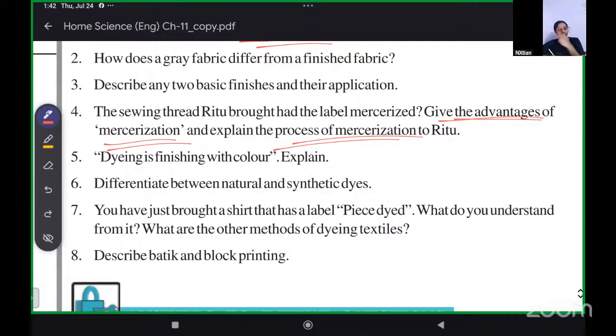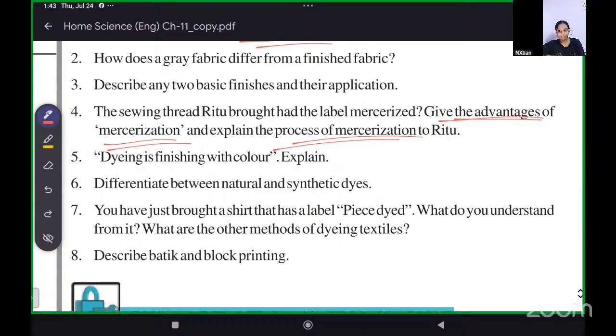Dyeing is not exactly like a chemical treatment, but it uses various vibrant colors to color a fabric. That is similar to finishing because it enhances the appearance of the fabric, and that is the reason. So you have to relate dyeing and finishes, the work of dyeing and the work of finishing. You have to relate it and form your answer.